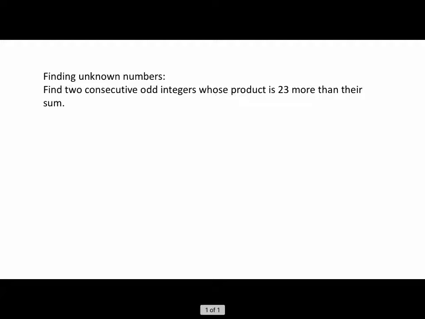Our first example here, finding unknown numbers. Find two consecutive odd integers whose product is 23 more than its sum. Okay, so they want me to find two consecutive odd integers. And here's the restriction: the product is 23 more than the sum. So I don't know what these odd integers are.